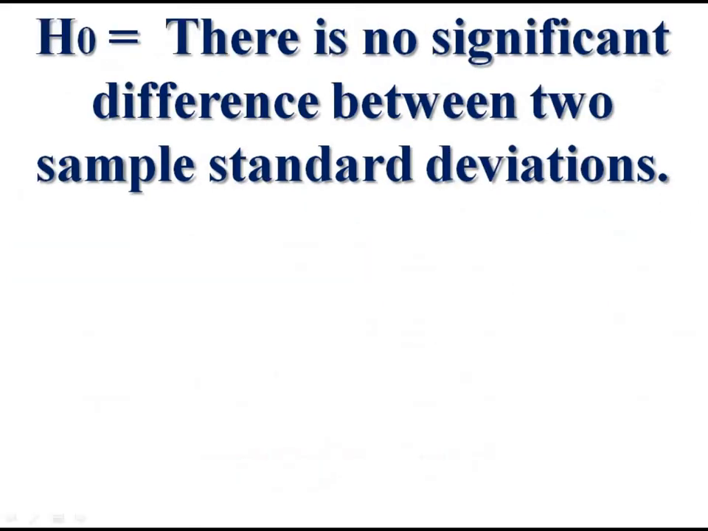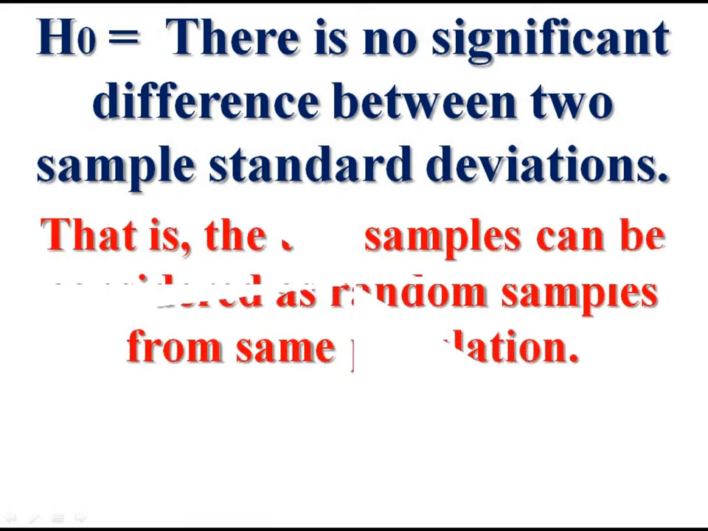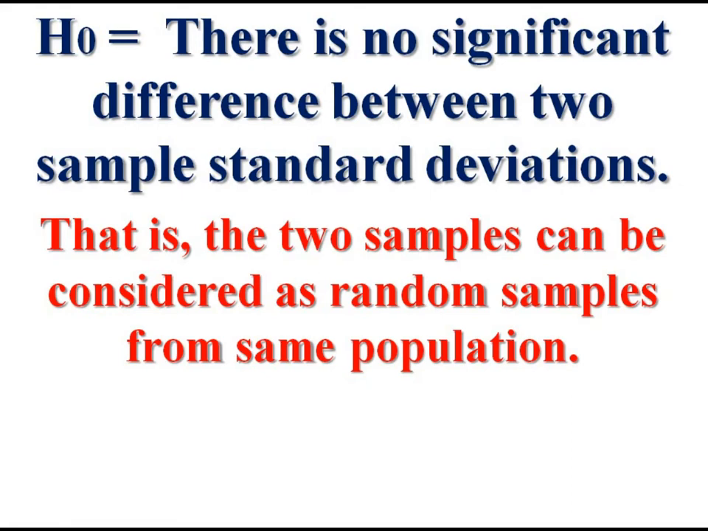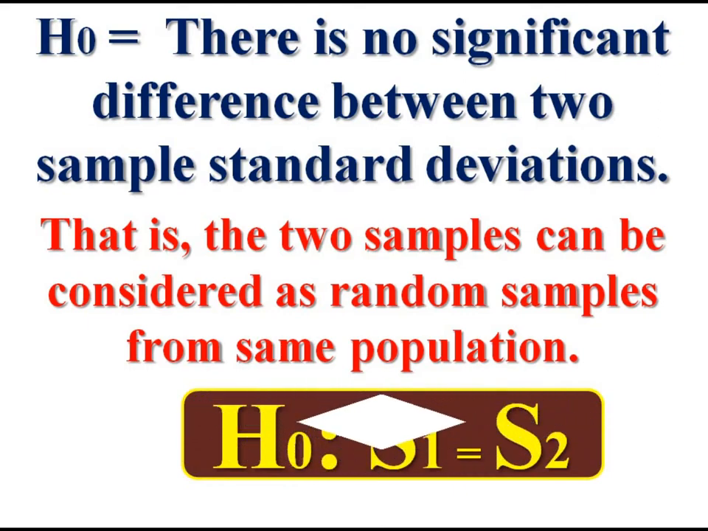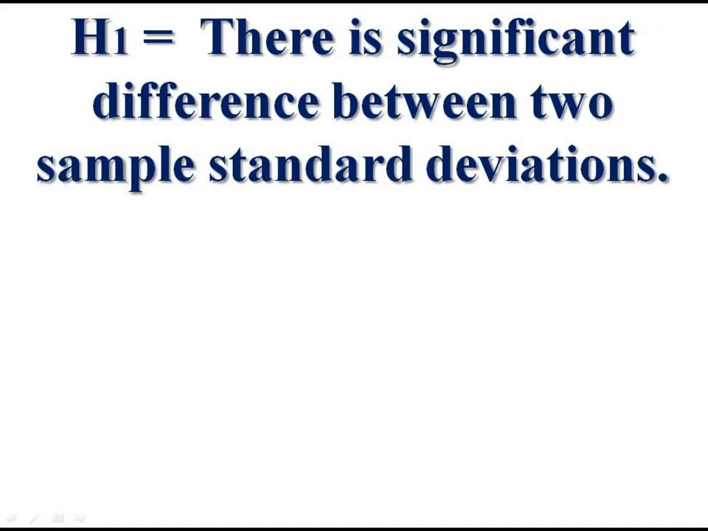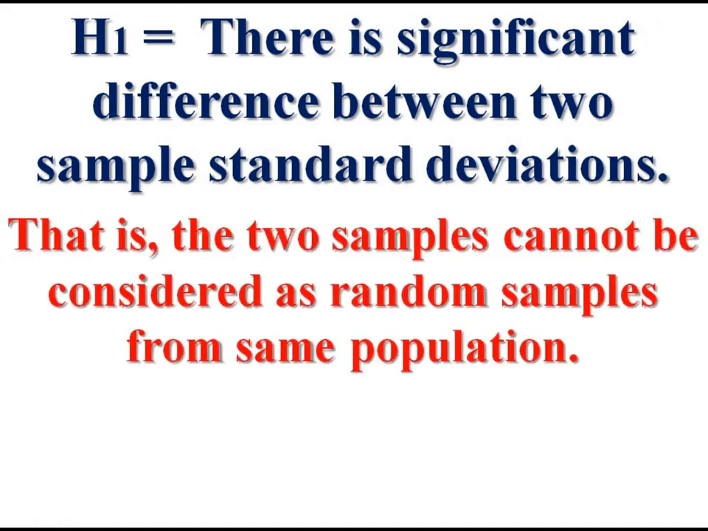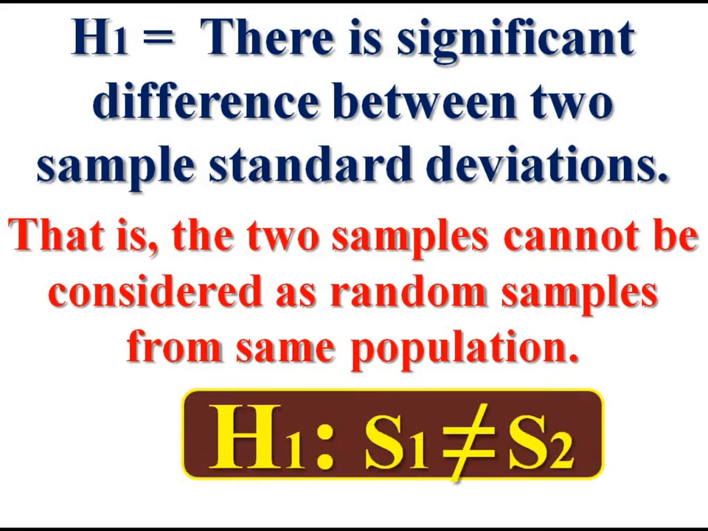Formulate the null hypothesis H0: there is no significant difference between two sample standard deviations. That is, the samples can be considered as random samples from the same population. H0: S1 is equal to S2. Alternative hypothesis H1: there is a significant difference between two standard deviations. That is, the two samples cannot be considered as random samples from the same population. H1: S1 is not equal to S2.